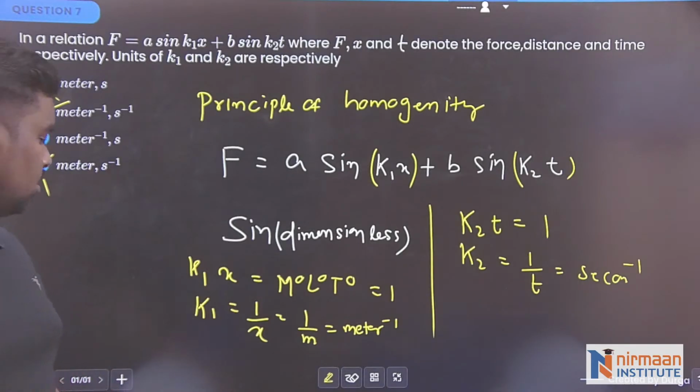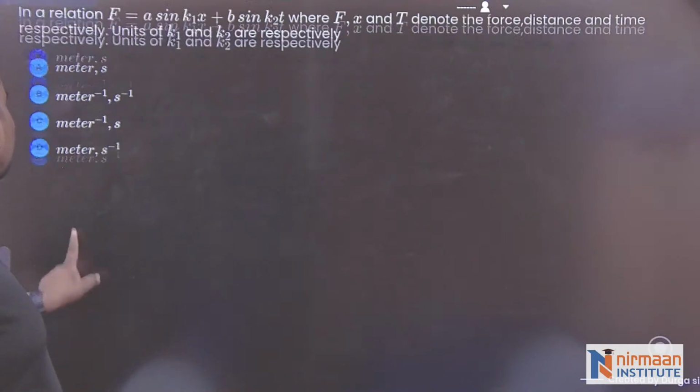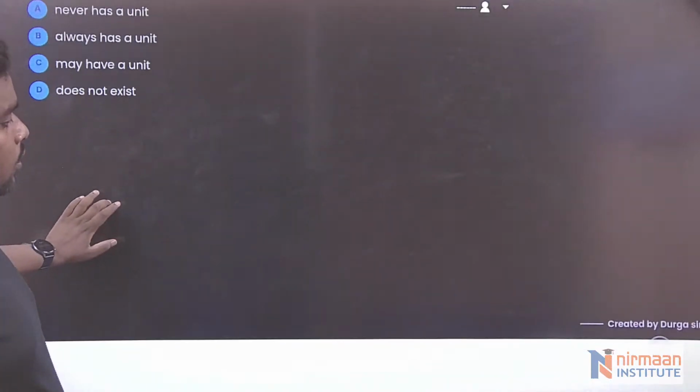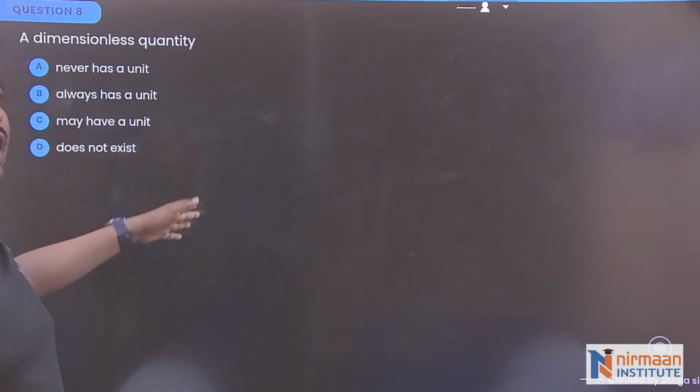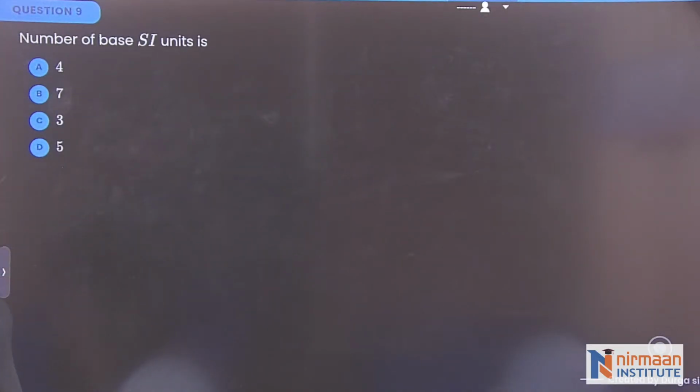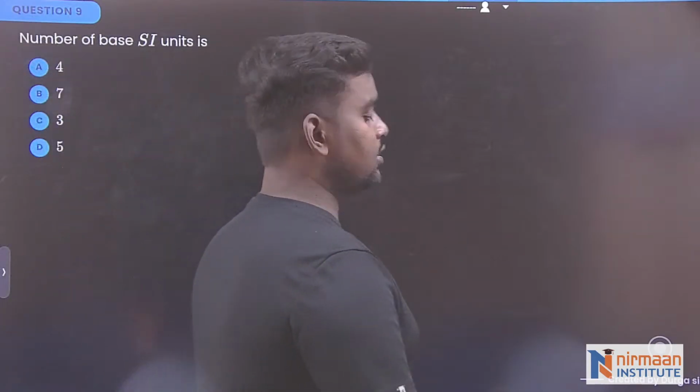So please, let me move. We're going slow. Again, this one is easy. Please, as a theory, okay. Yeah, the number of base SI units is okay.